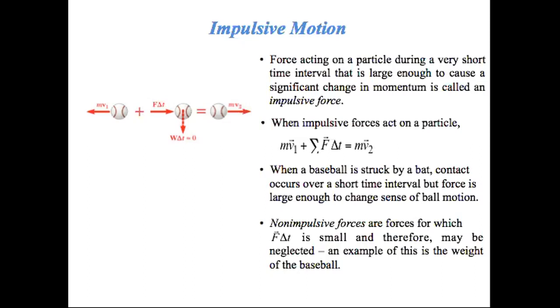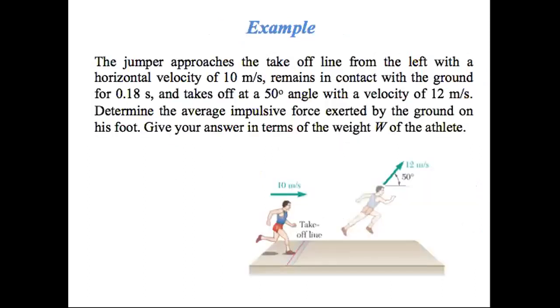Let's look at some examples. The jumper approached the takeoff line from the left with a horizontal velocity of 10 meters per second, remained in contact with the ground for 0.80 seconds, and took off at a 50-degree angle with a velocity of 12 meters per second. Determine the average impulsive force exerted by the ground on his foot. Give your answer in terms of the weight of the athlete.